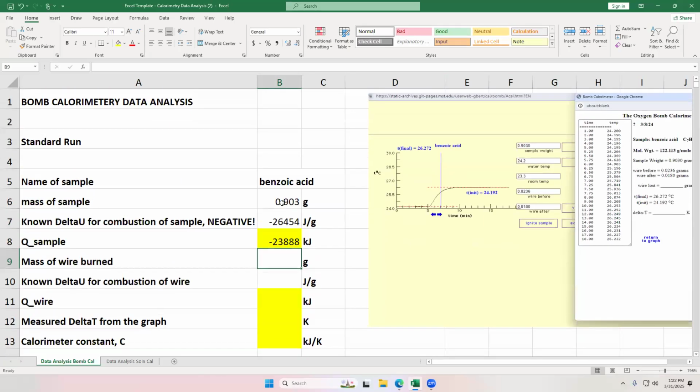Now, the wire that was burned also generates heat. How do we figure out the mass of the wire that was burned? You look at our data here. The wire before is 0.0236 grams. The mass of the wire after is 0.0180 grams. So I can put that here: 0.0236 minus 0.0180. That's how many grams. So that's the mass of my wire.